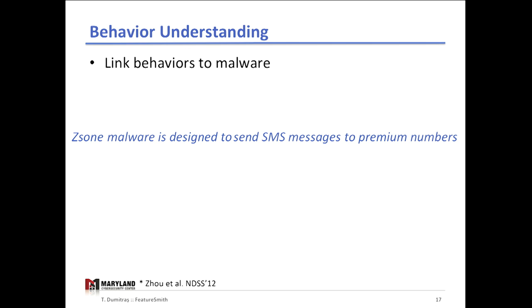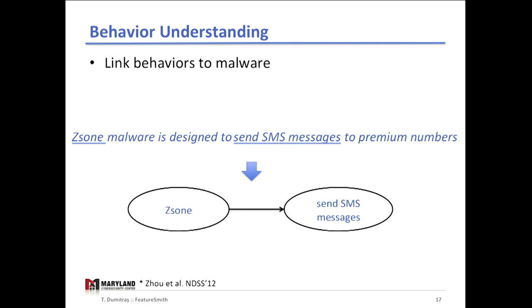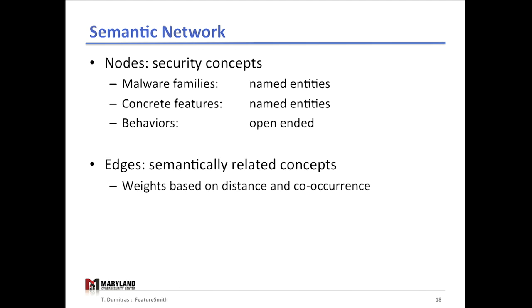We similarly link the behaviors to malware, so we look for known malware families, as well as the word malware and its synonyms, and when we find these close to behaviors in the text, then we link the two. And this defines what is known as a semantic network, where the nodes correspond to security concepts. So here we have three types of nodes, malware families and concrete features, which are named entities, and behaviors which are extracted in an open-ended fashion, as I described before.